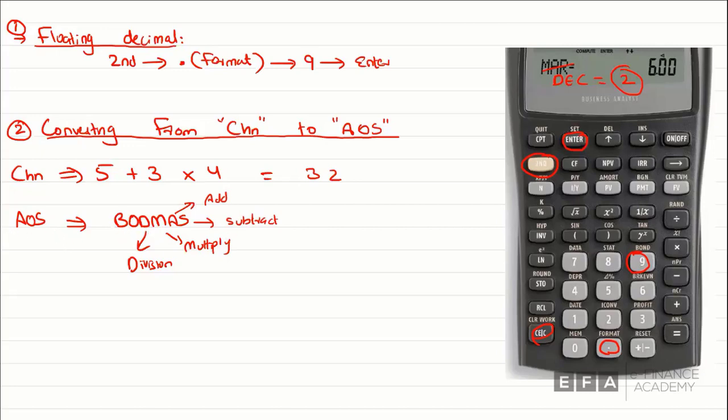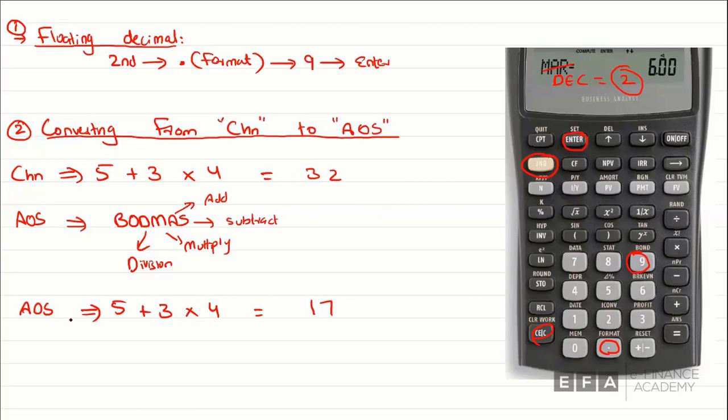So if using the algebraic operating system, we should get a different answer. In this equation, we will first multiply before we add. So 4 multiplied by 3 is 12. 12 plus 5 is 17. So according to the algebraic operating system, the answer should be 17, which generally is assumed to be the correct answer. But your calculator, when you do the calculation, actually gives you 32. So how do we switch from CHN to AOS mode?